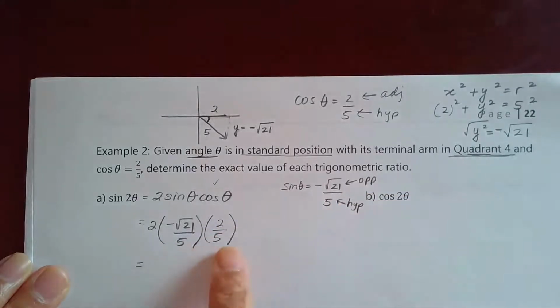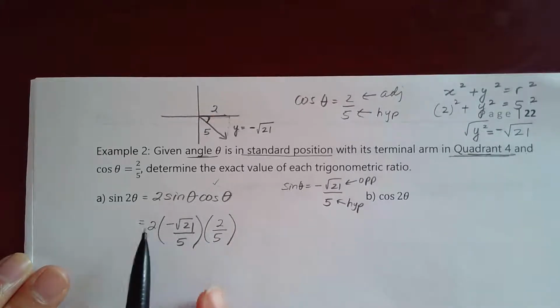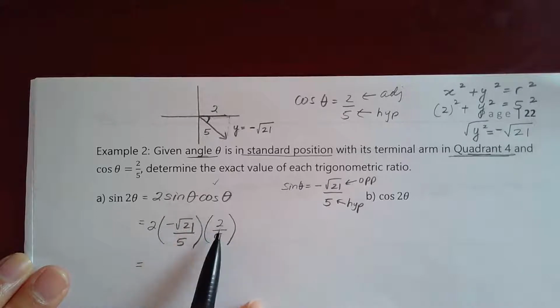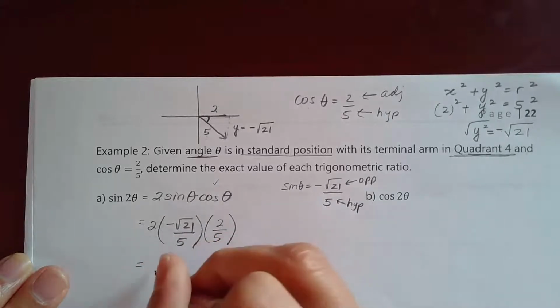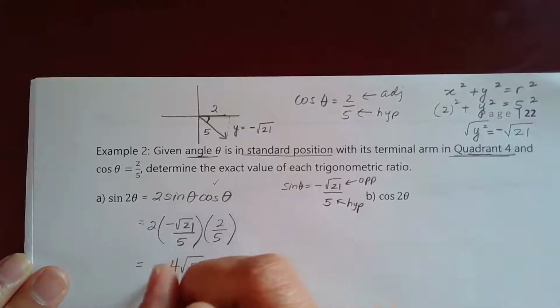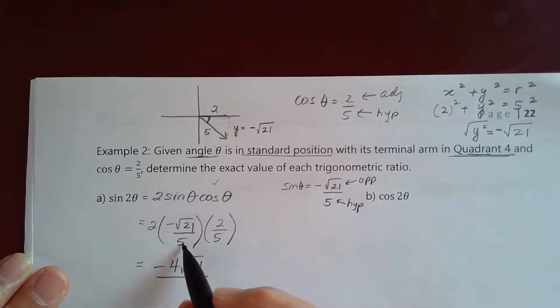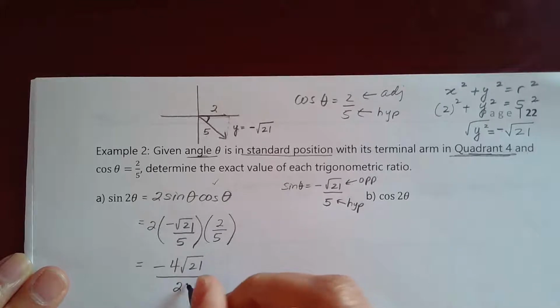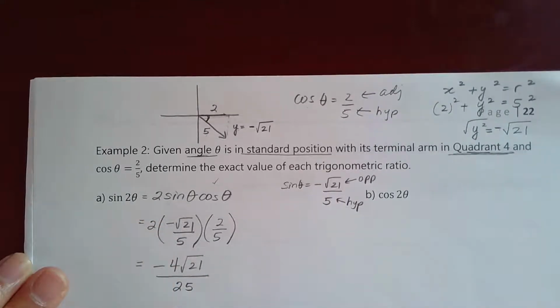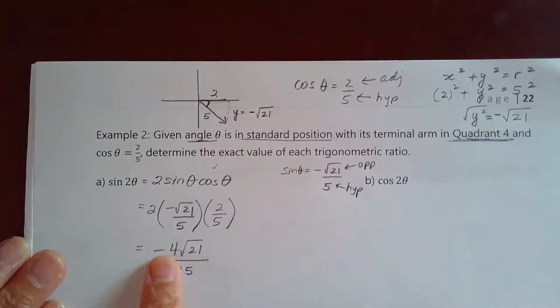From here, it's just a matter of simplifying things. So 2 times negative root of 21 times 2 gives us negative 4 root of 21, over 5 times 5, which is 25. So sine 2 theta is equal to negative 4 root of 21 over 25.